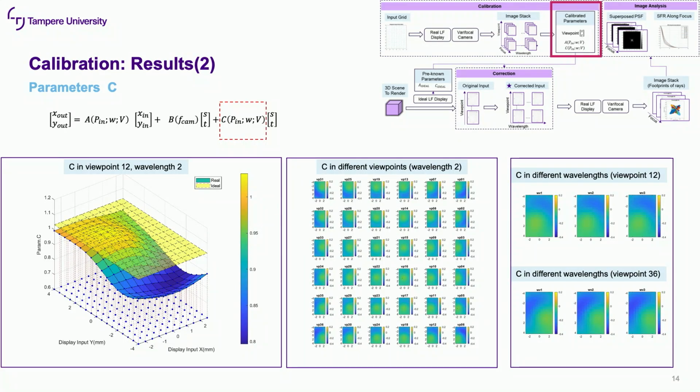Similarly, we've observed the calibrated parameter C, just as we did with parameter A. The insights we gain from both parameters A and C are that the single viewpoint image will experience deformation, and this deformation varies with different wavelengths and viewpoints. It's also important to note that the deformation isn't just about the changes in the shape of the image. It also involves variation in the offsets of the centers, just as the parameter C.